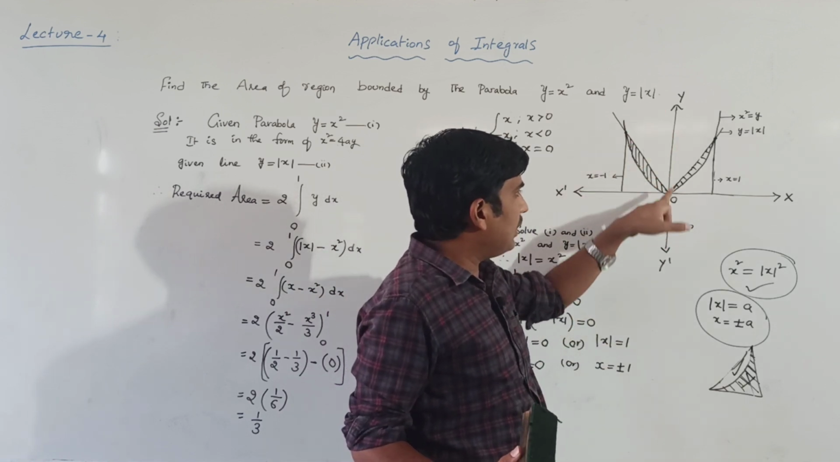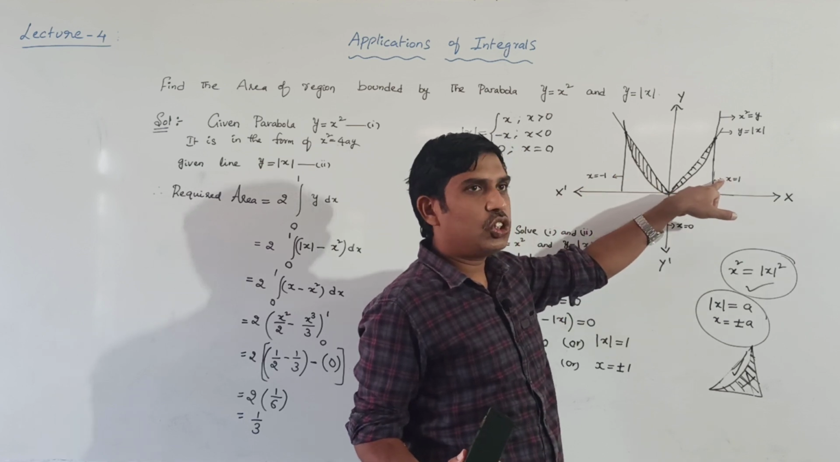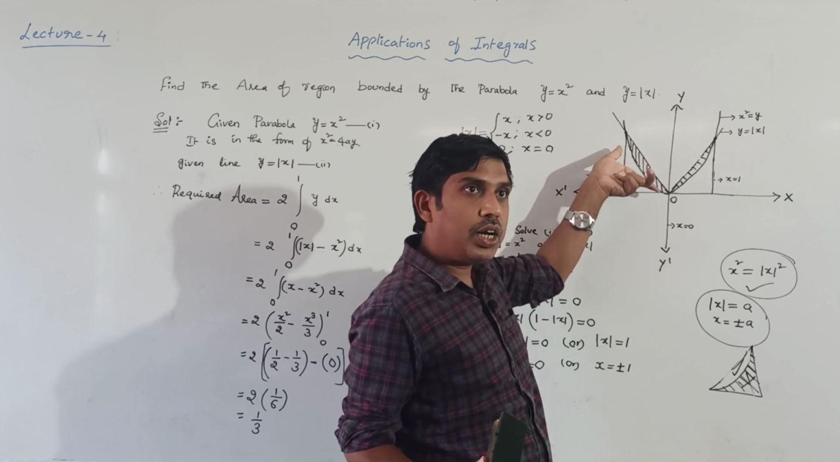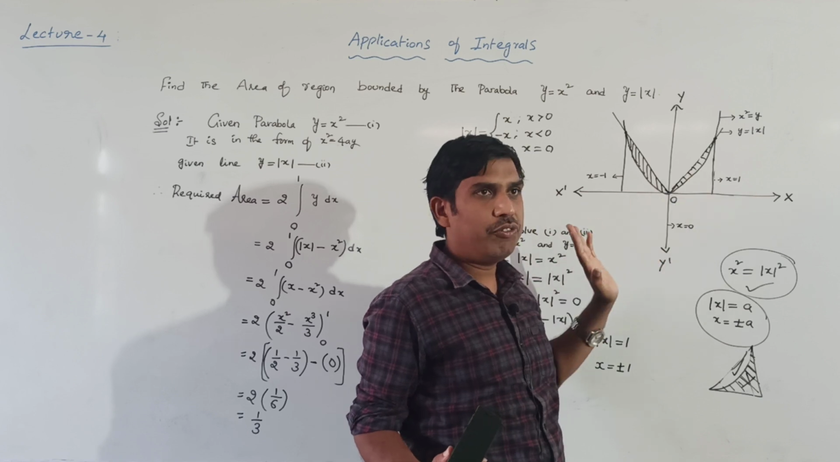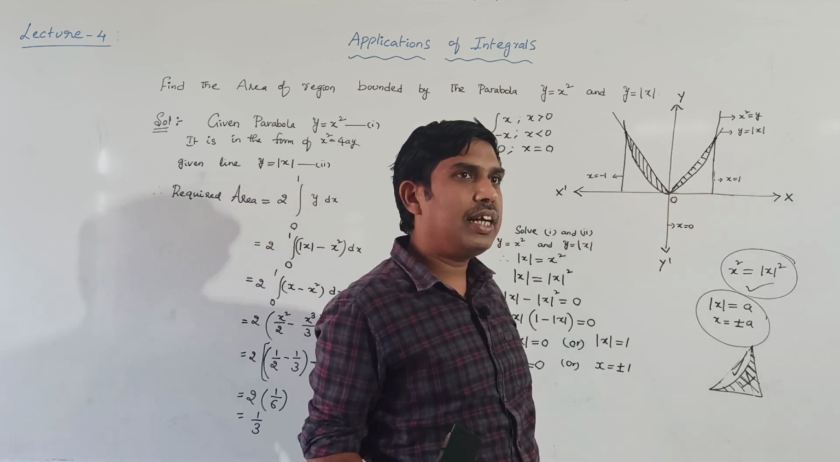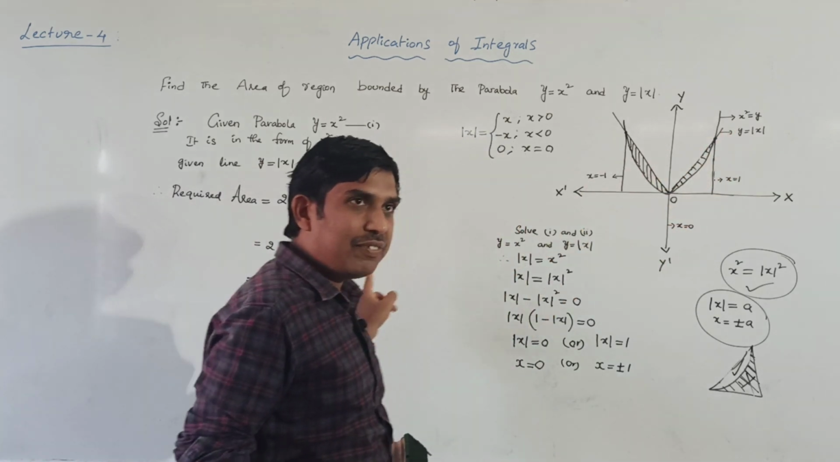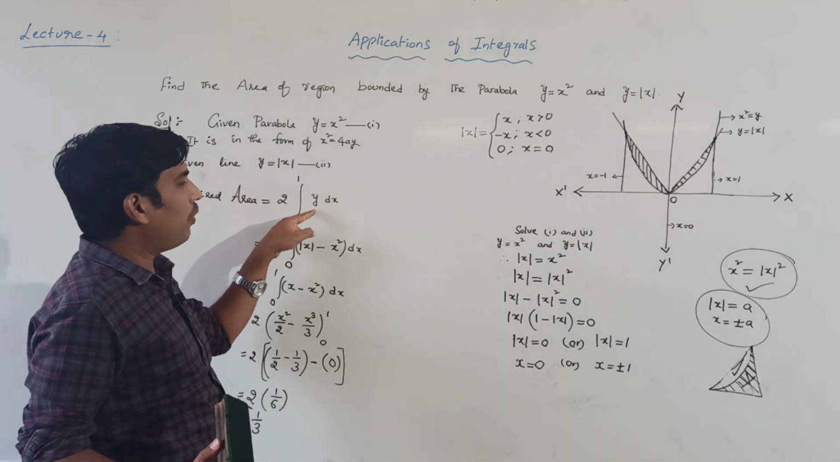This is the y axis, x equals 0, then x equals minus 1 and x equals 1. From minus 1 to 0, that much area is bounded here. The same area is also bounded between 0 to 1. So calculate one part of the area and multiply with 2 to get the required area. That is why I evaluated the area from 0 to 1 here, and multiplied with 2.